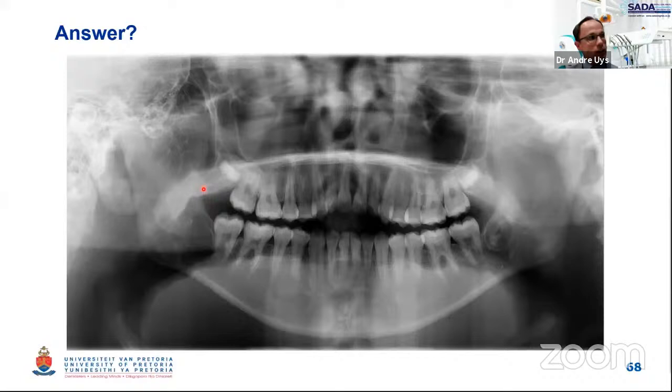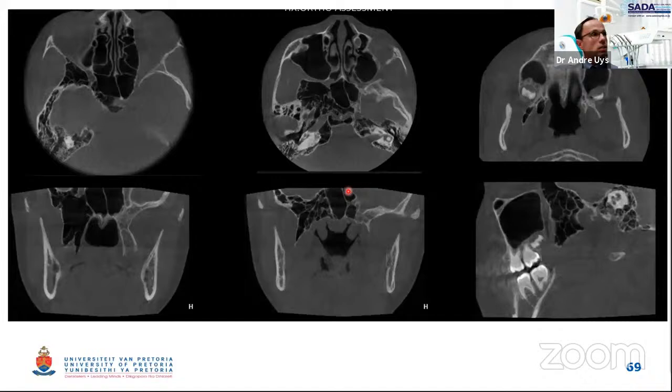So a CBCT was taken for this patient specifically to look at that. And you can clearly see that there's a pneumatization of that whole area here. So you can see that that multilocular lesion extends right into the temporal bone, the occipital bone, as well as the parietal bones. That is what you can see there as part of the inner ear, and you can see it's also been displaced a bit.